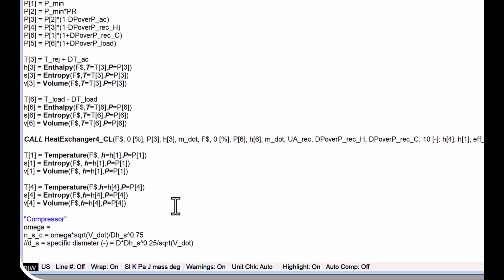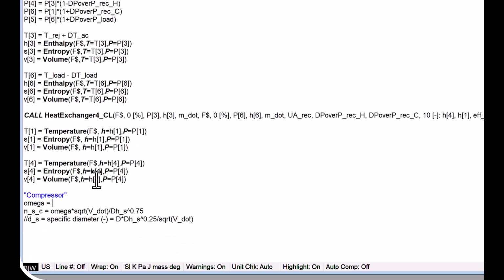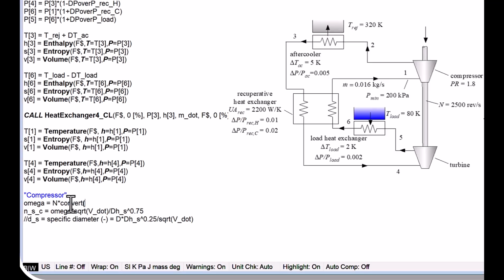Omega is equal to, I didn't calculate that already, did I? No. Omega is equal to the speed in radians per second, right? So let's see, the speed in radians per second would be n times convert from revolutions per second to radians per second. All right, V dot is the volumetric flow rate. I should call this V dot C probably. The volumetric flow rate at the inlet to the compressor. So the inlet to the compressor is state 1. So I'm going to take the specific volume of state 1 and multiply it by m dot.